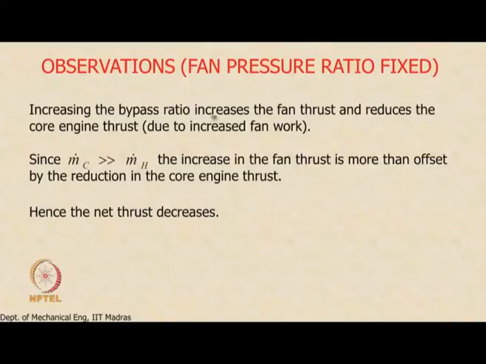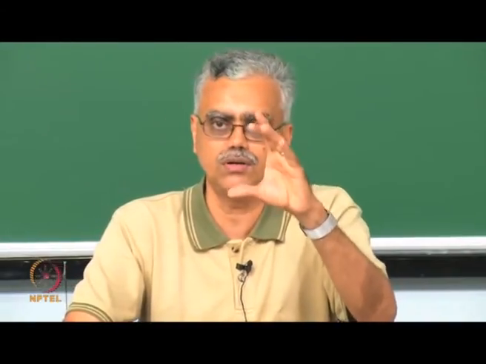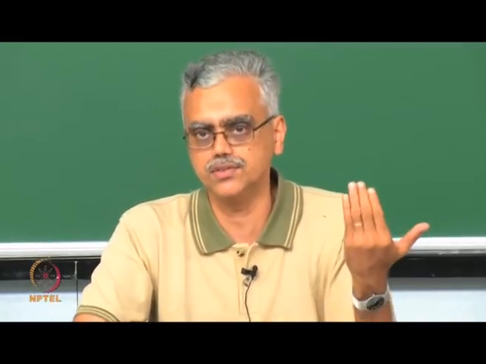As I increase the bypass ratio, the fan thrust goes up, but the core engine thrust is reduced. The core engine thrust is reduced much more because m dot c is so much higher than m dot h. For producing the increased amount of work, state point 6 will slide down much more because m dot c is much more. So the loss of core engine thrust is usually more than the gain you get from the fan thrust.